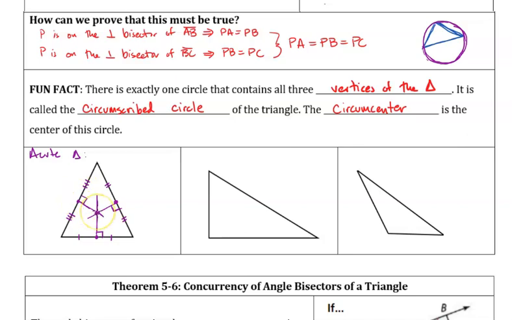You can see that the circumcenter, the point where those three are intersecting, is inside the triangle. And that's going to happen for every acute triangle. Our circumcenter will be inside the triangle.